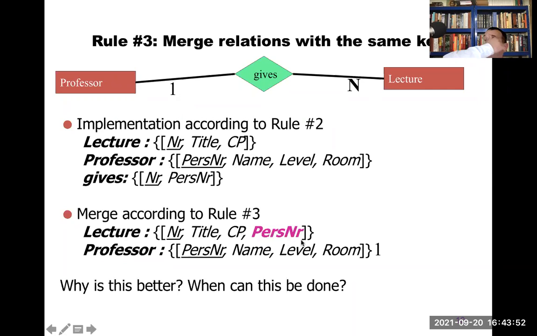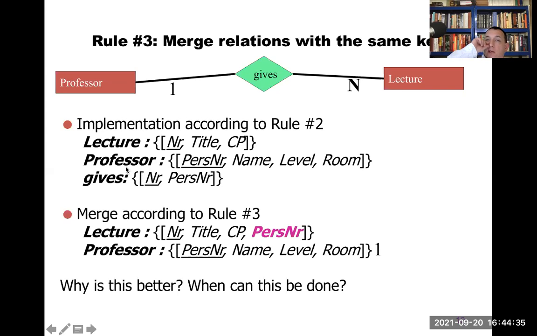That's simpler, and probably better in case of a one-to-many relationship. So for each lecture we have just a single professor. Let's take the professor ID and add it to the lecture table. And we don't need to store this extra table with pairs. So that's more compact. Our queries to lecture and so on will run faster. But we can't merge the relations professor and gives. They have different keys, so that's not possible.